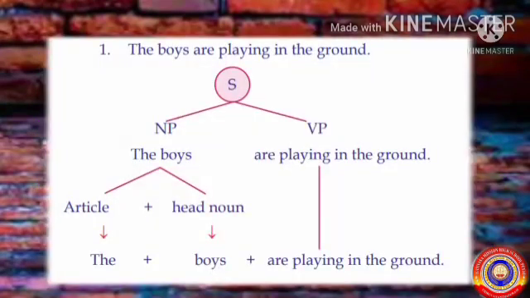Let's consider the following sentences. First one, the boys are playing in the ground. The sentence can be divided into two, noun phrase and verb phrase. The noun phrase is the boys. The is article and the head noun is the word boys. The remaining part, are playing in the ground, is the verb phrase.